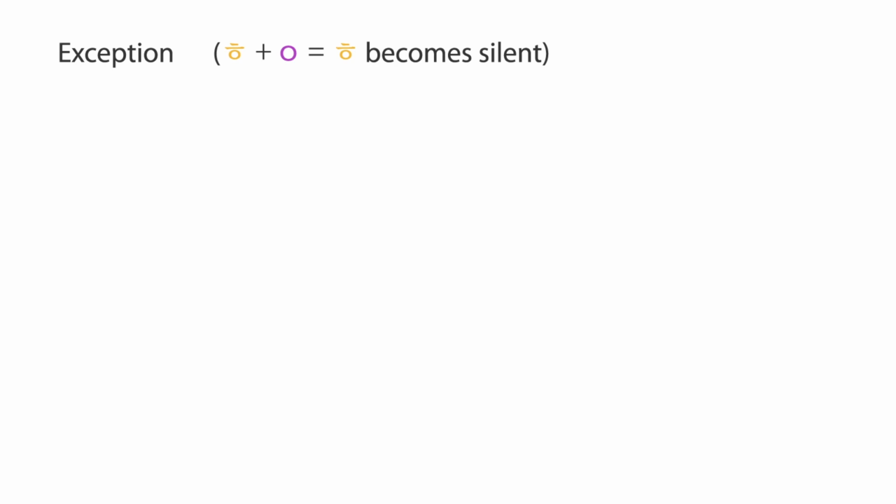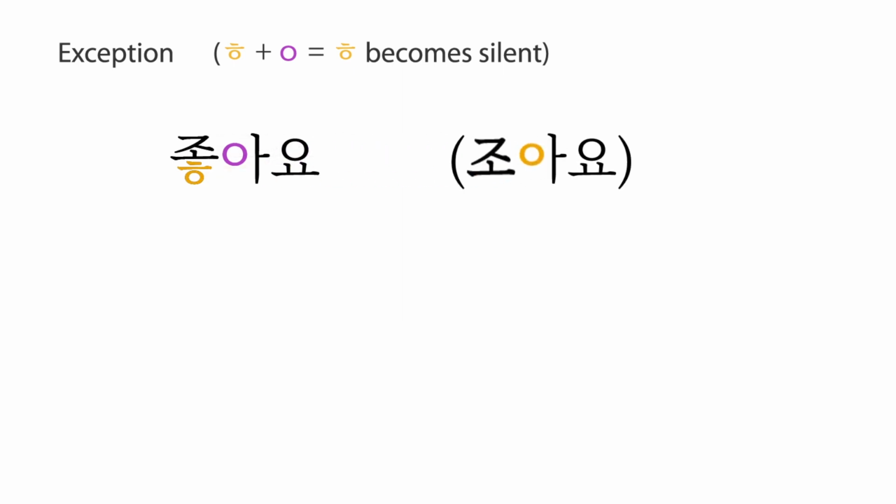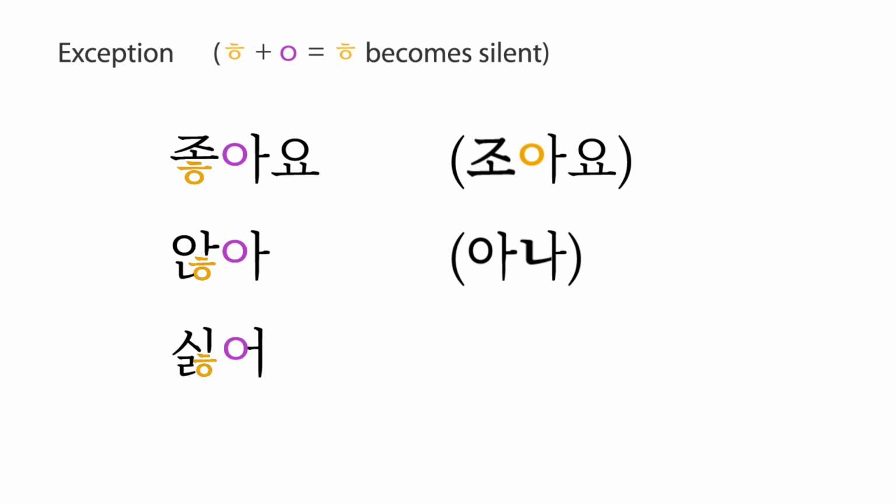When the letter 흐 is followed by the circle, the letter 흐 becomes silent. And if there are double final consonants, the final consonant before the 흐 will move to the next block. 좋아요. 싫어.